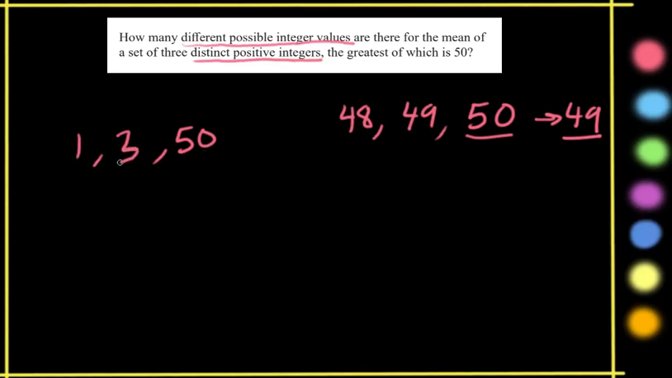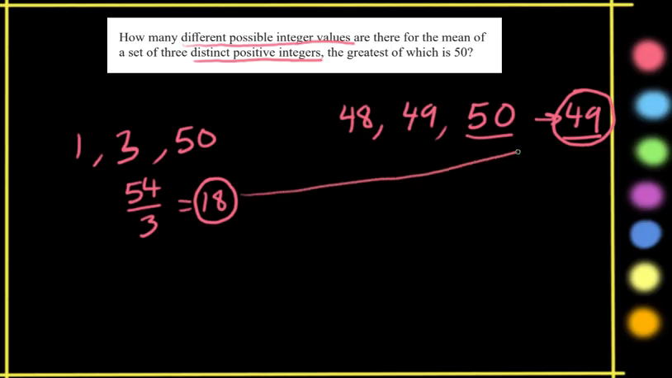Let's turn this 2 into a 3. Now that adds up to 54, and 54 divided by 3 is an integer. So that's equal to 18. So my smallest mean is going to be 18, and my biggest mean is going to be 49. And the only question that remains is, can I get all the numbers in between? And the answer is yes.